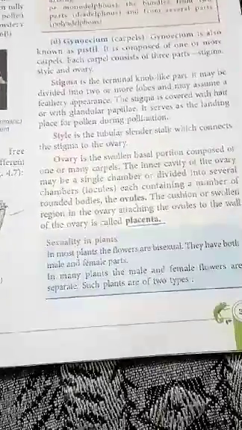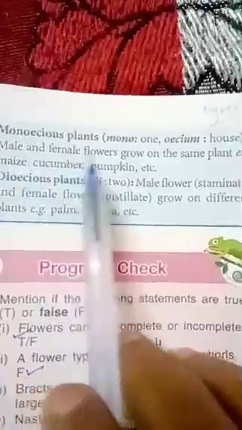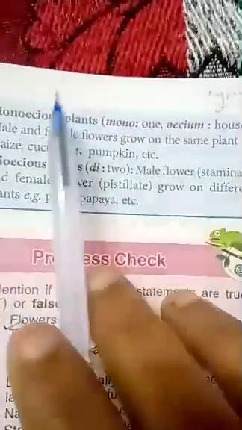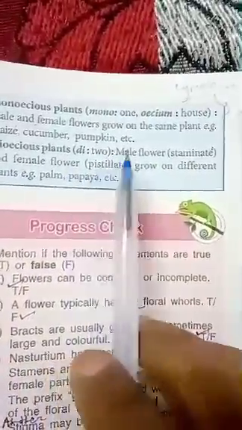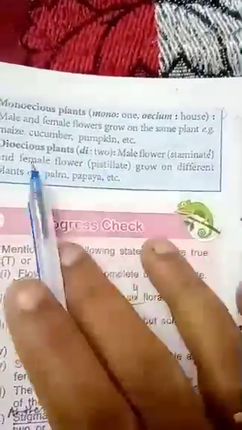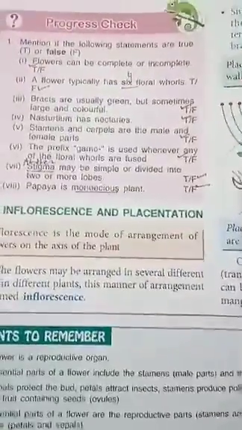That is called placenta. Now here you can see in the box, sexuality in plants. What is that? Monoecious or dioecious, very very important. The plants which have male and female flowers on the same plant, that is monoecious. Dioecious, male and female flowers grow on different plants. Please learn the definitions which are given in your book. Progress check, do it yourself.